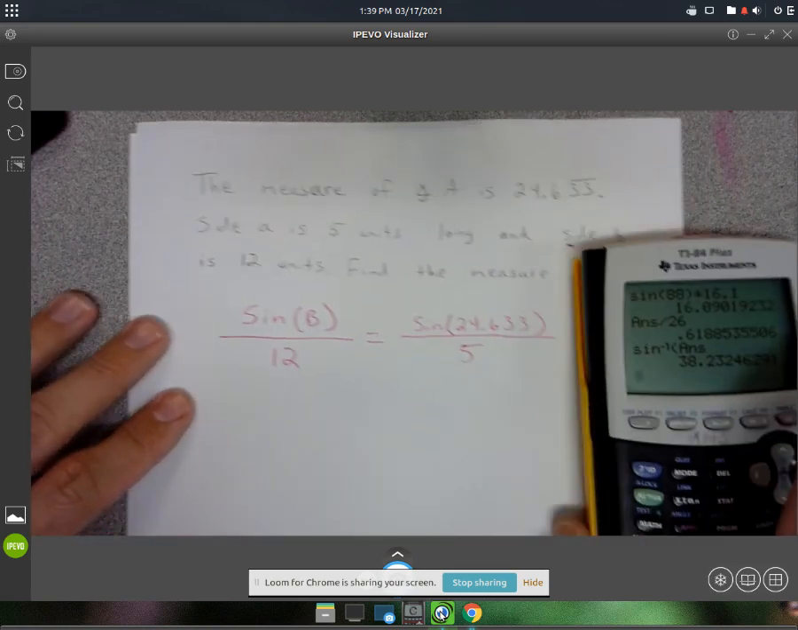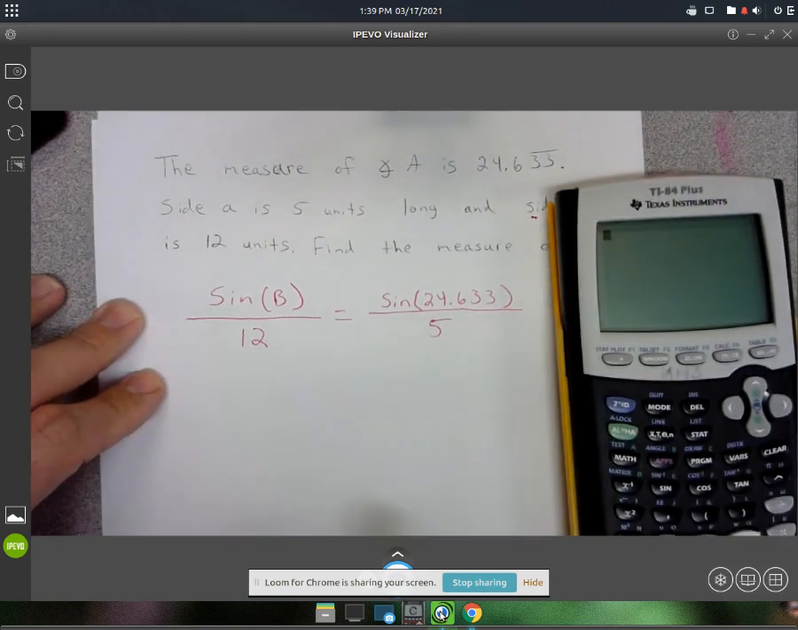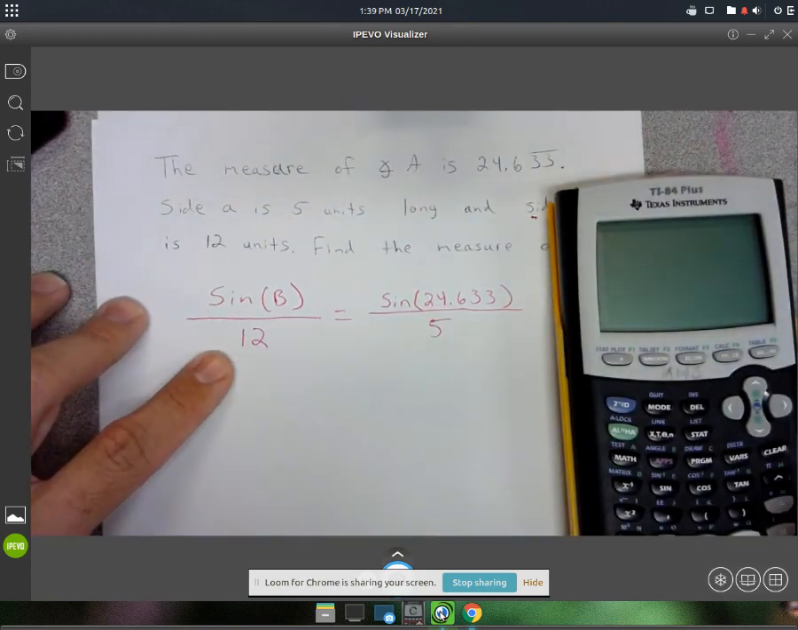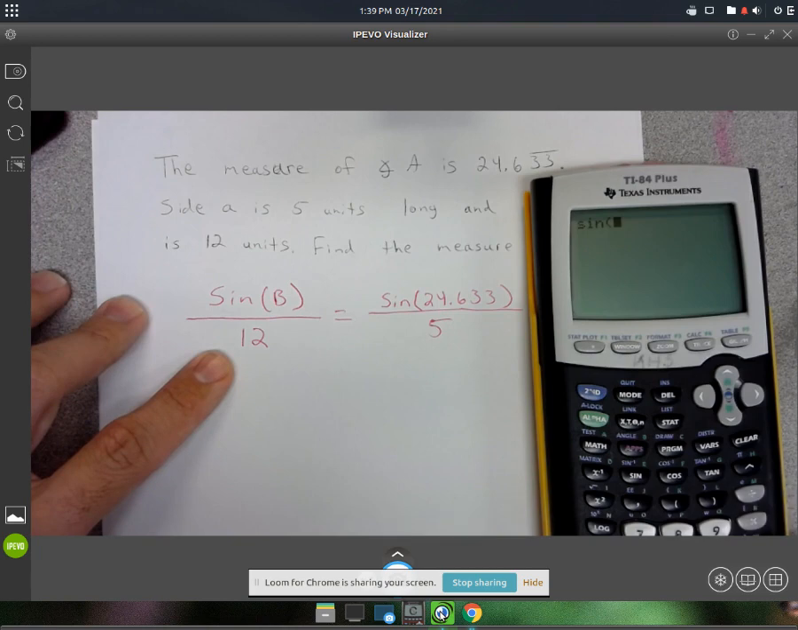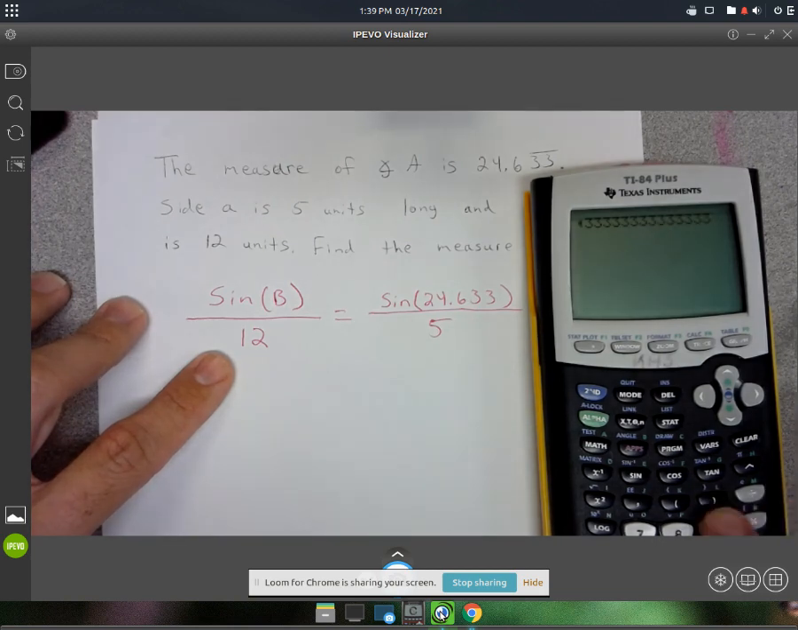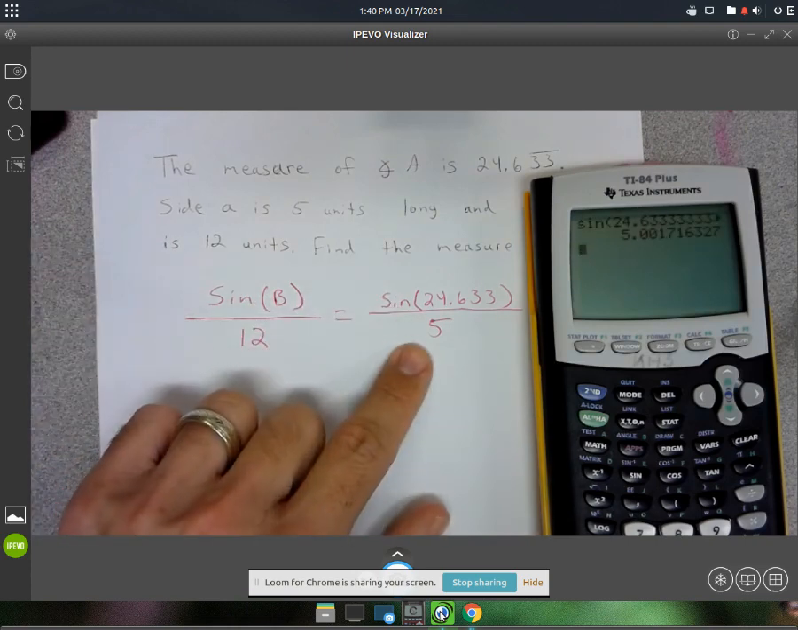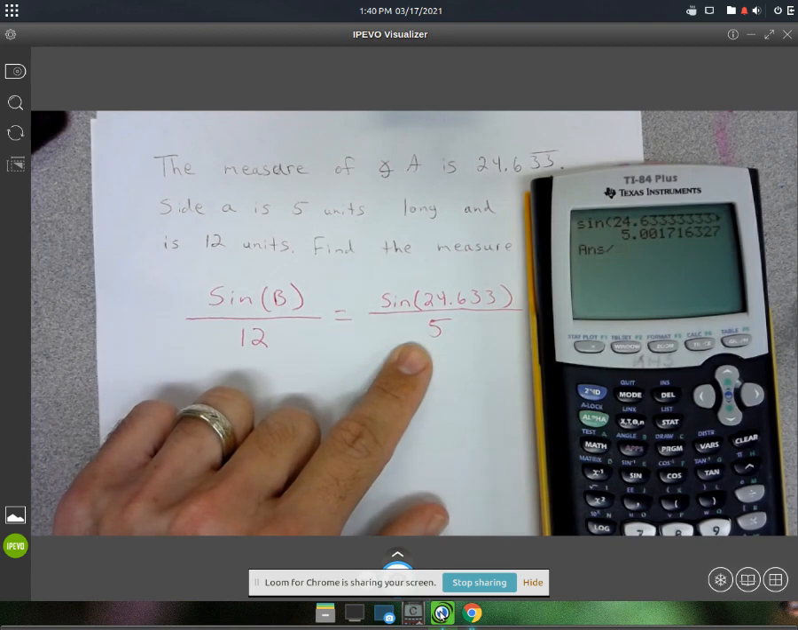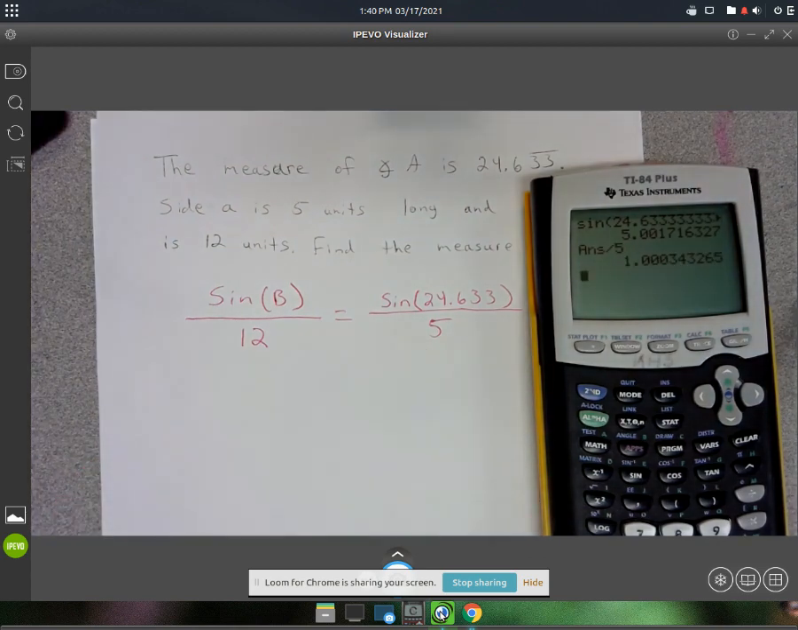All right, so if I'm solving this for angle B, I'm going to times by 12. So it's going to be sine of 24.6, and I'm going to put in some extra 3's here, times 12. All right, so I get this, and then I'm going to divide this by 5. Cool. And so I get 1.00343.